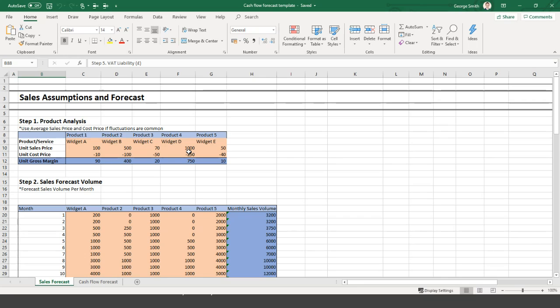So the first thing we're going to have to do is I think start from what's going to drive our cash flow forecast, and two of the biggest things are going to be our sales and our cost of sales. So I'm going to start with the sales.